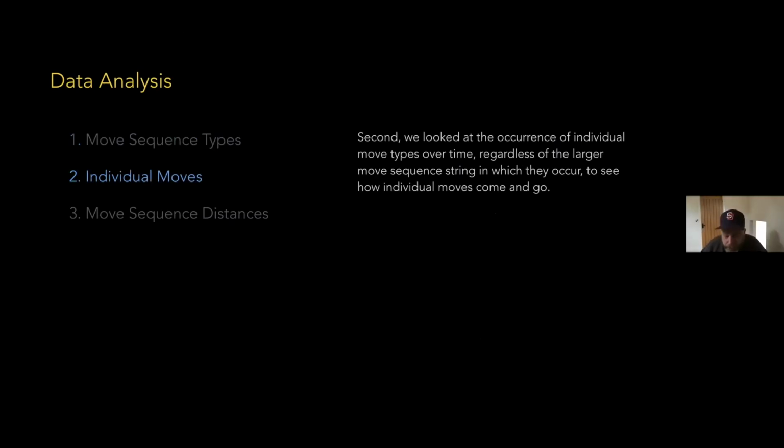Okay, so that was the first part of this analysis. The second part we did was we looked at the individual moves. So still not looking at the strings against each other fully. We'll do that in stage 3. But the second stage here was to look at individual moves. We just really wanted to see how the occurrence of the individual move types changed over time.